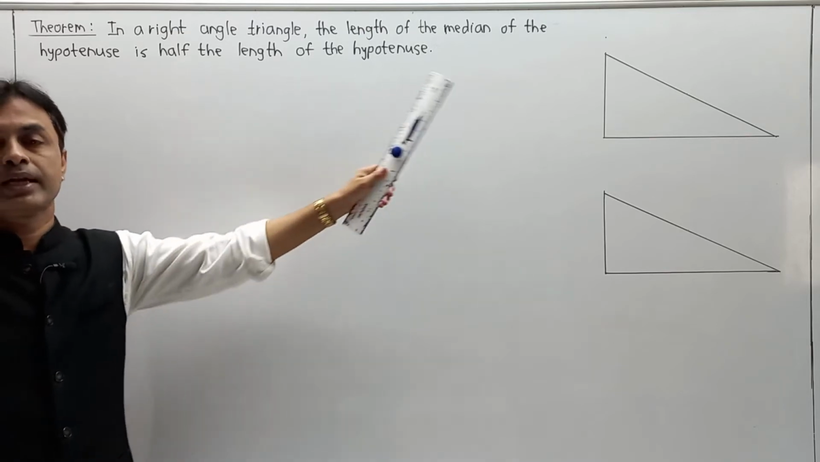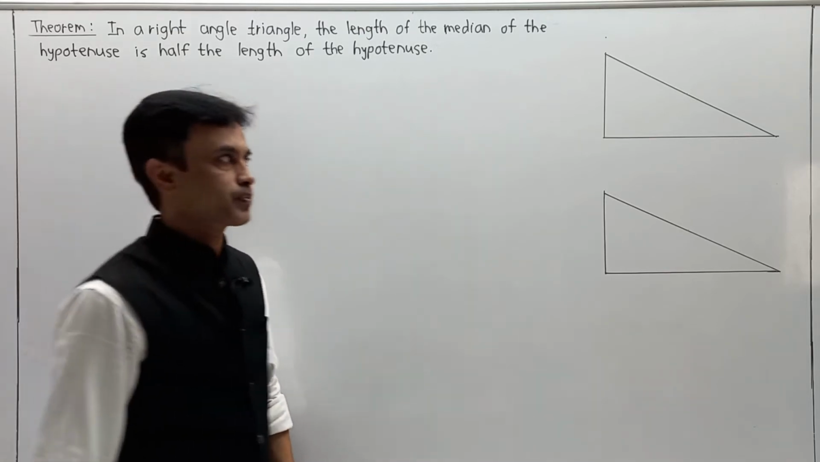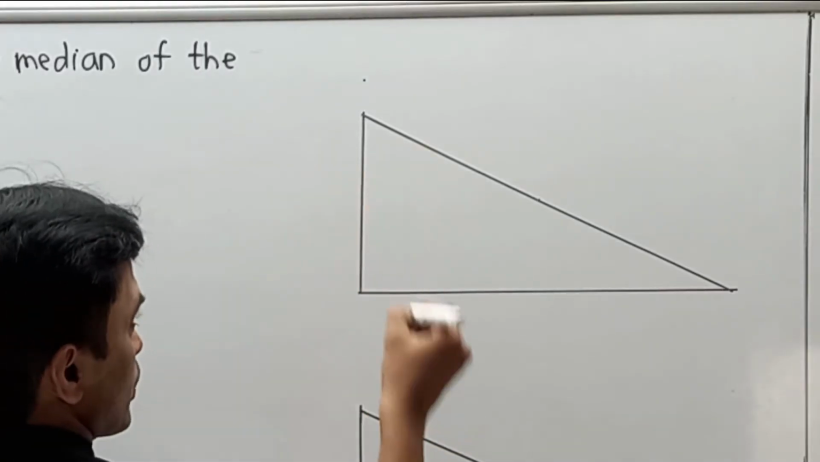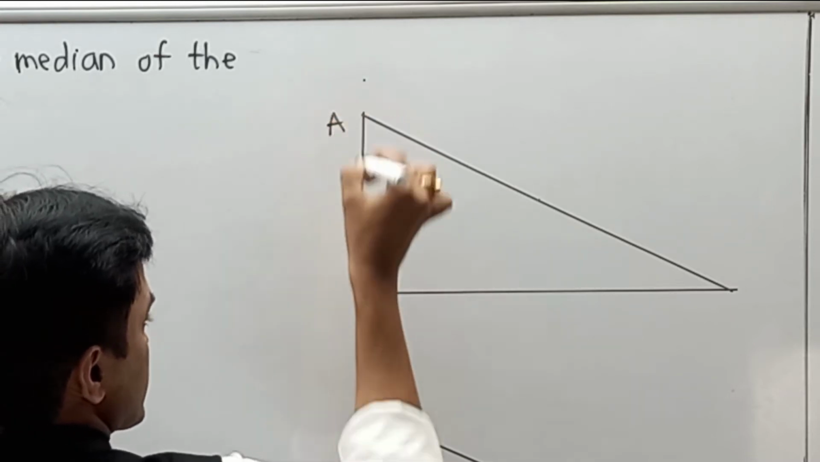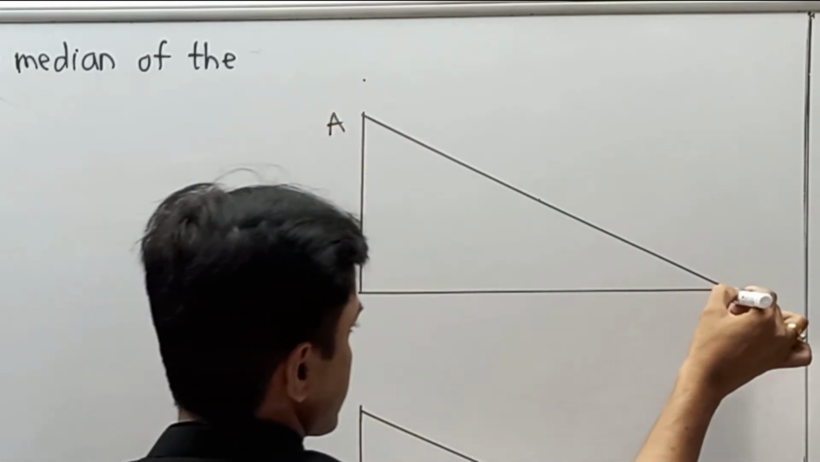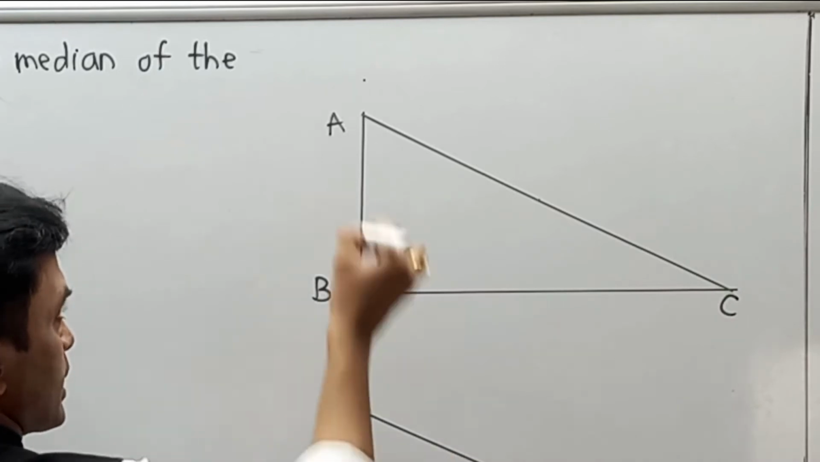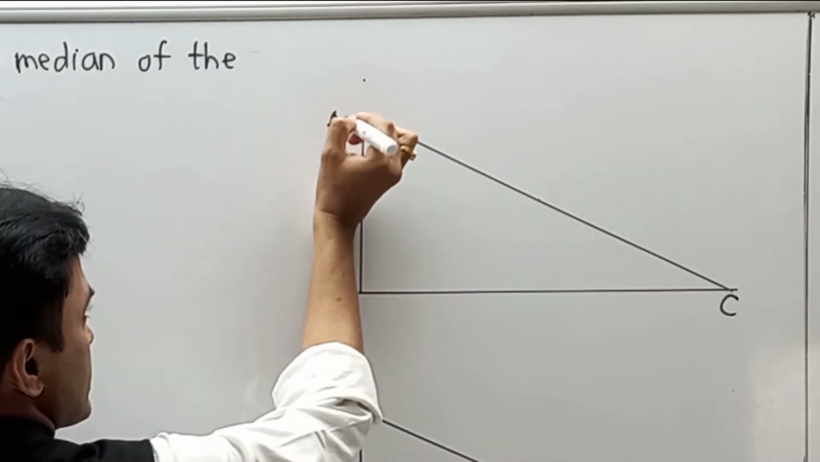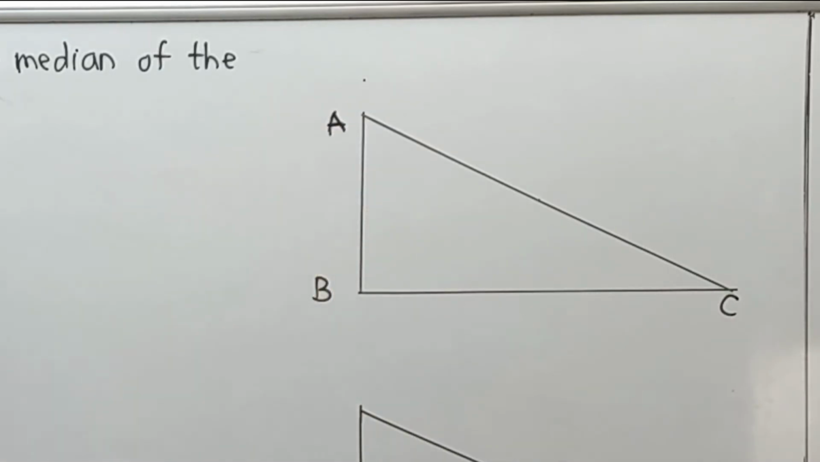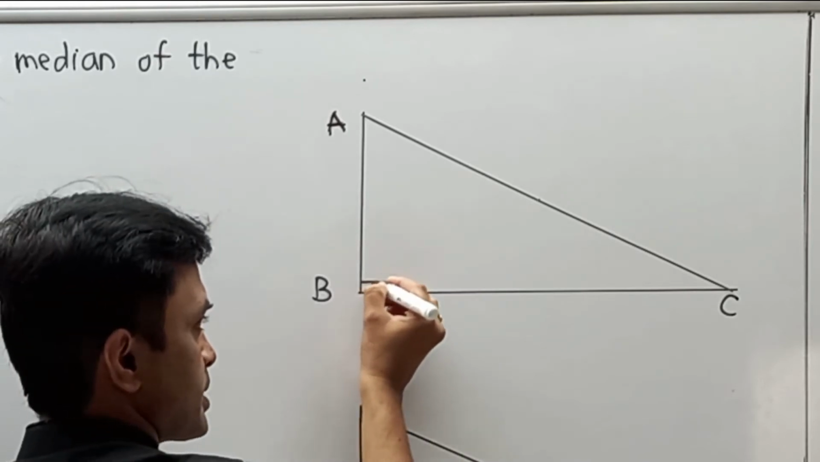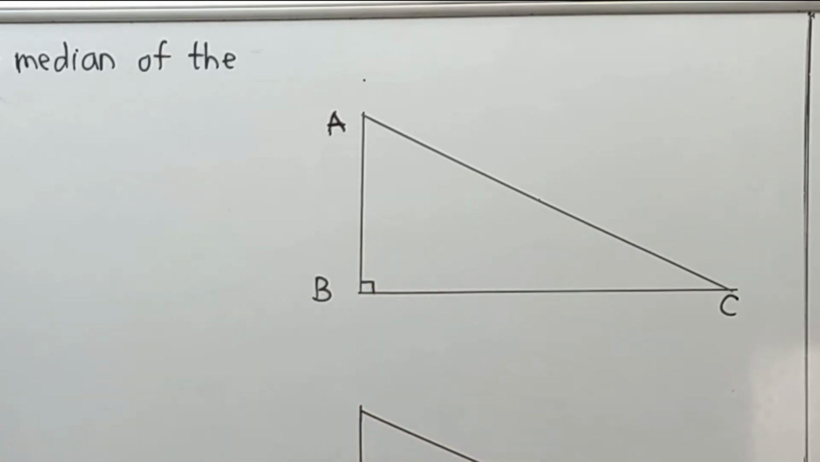What does it mean? Let me clarify from the diagram point of view. Let us say this is a triangle over here, and the name of this triangle is triangle ABC. Naturally you can say that your triangle ABC, which is given over here, is a right angle triangle, meaning this angle is 90 degrees. Now we have to draw a median in the right angle triangle. So here I am going to draw one median.